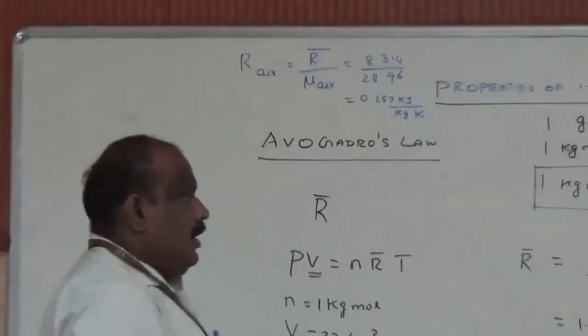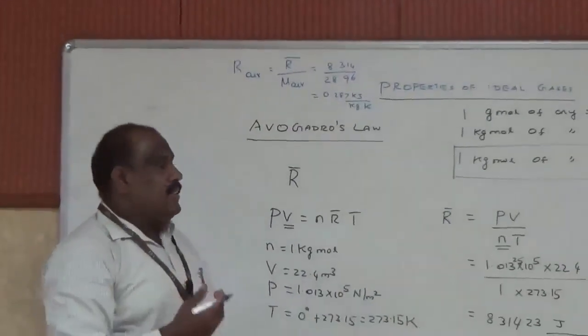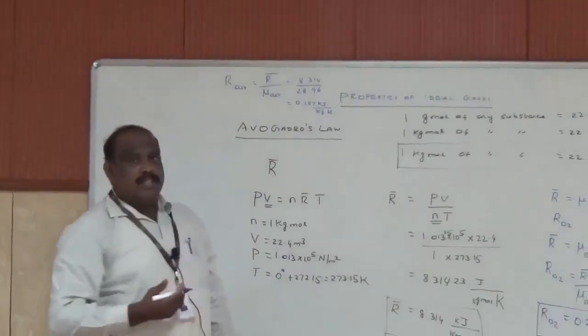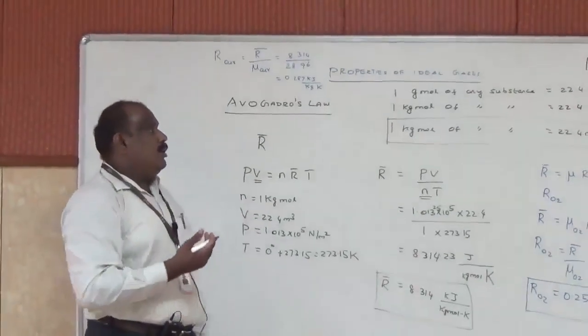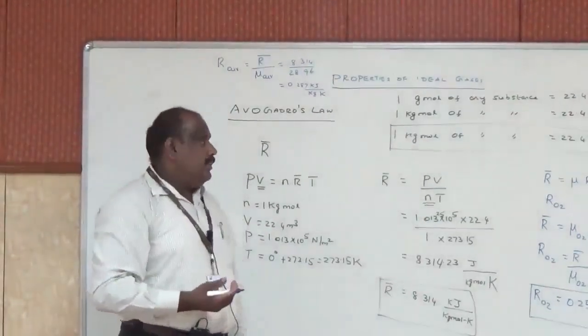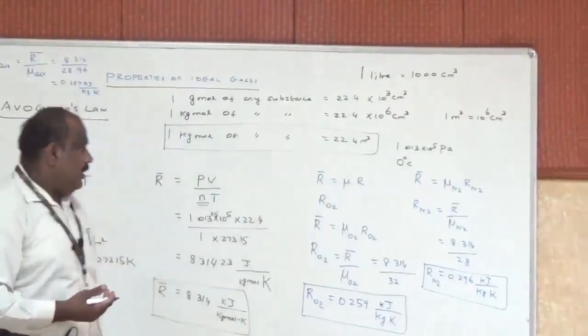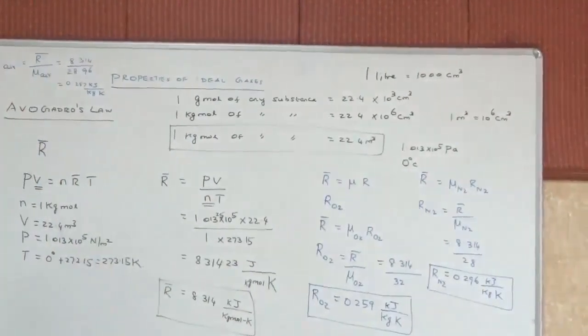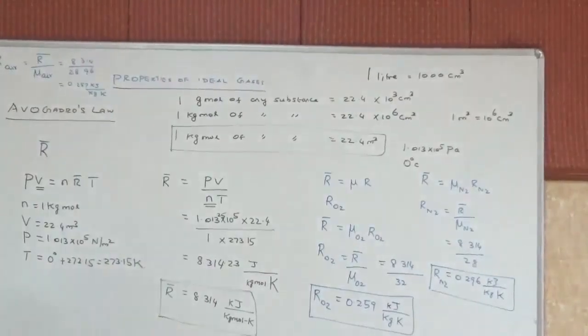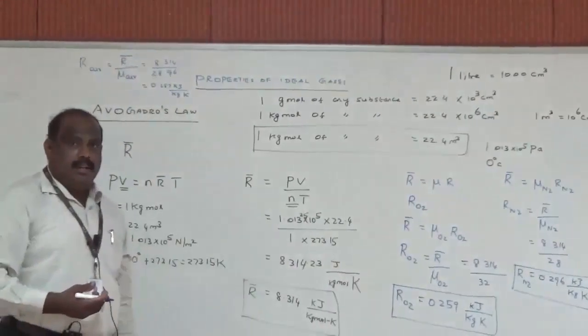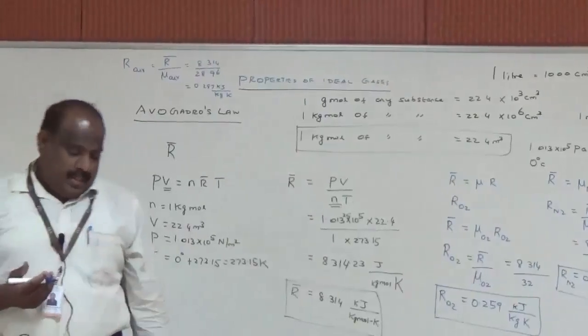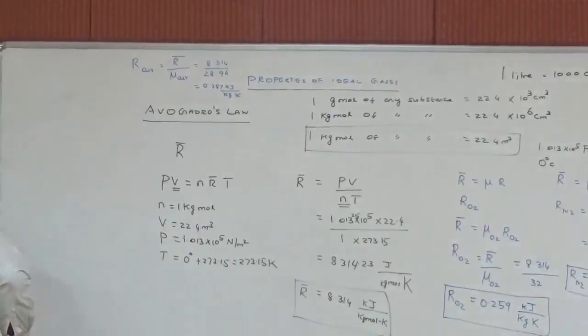So now I hope you know the ideal gas equation in terms of mass basis and in terms of molar basis. You know the difference between R and R bar, that is the gas constant and the universal gas constant, and you know the relation between them. We also know the advantage of Avogadro's law: from Avogadro's law only we derive the value of R bar. So we move to the next step.